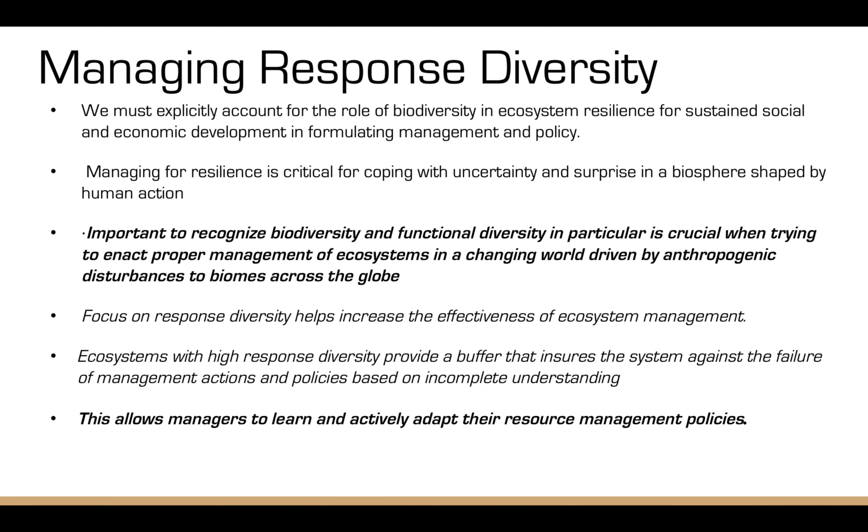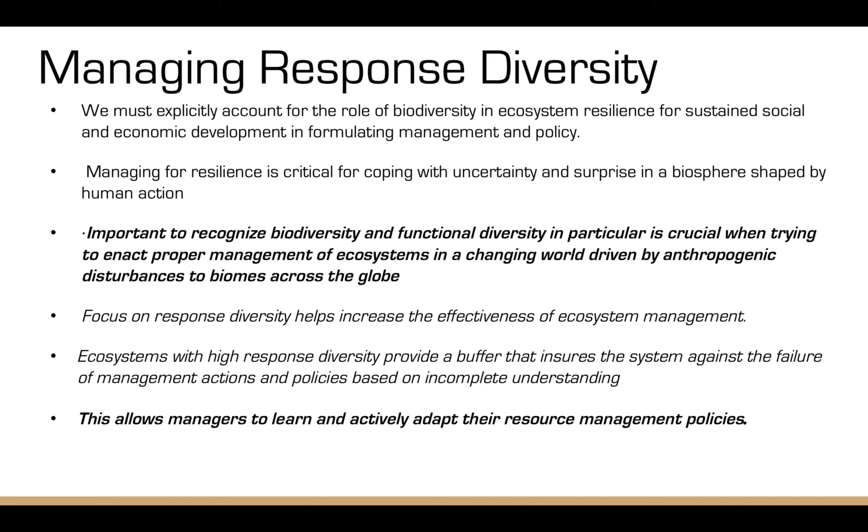And finally, they kind of finish off this paper by talking about how to manage response diversity. So they account for the role of biodiversity and ecosystem resilience for sustained social and economic development in formulating management and policy. So managing for resilience is critical for coping with uncertainty and surprise in a biosphere shaped by human action. So as we influence these natural processes in ecosystems more and more, it's really important to figure out how to manage response diversity in these ecosystems.